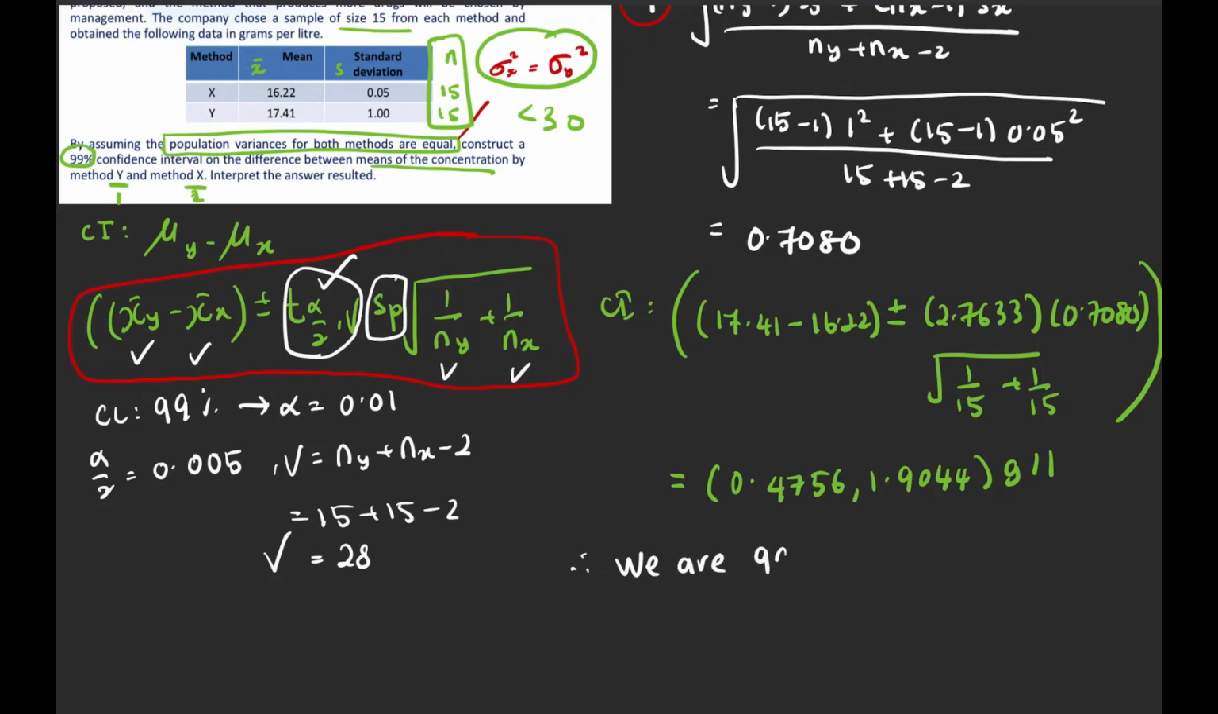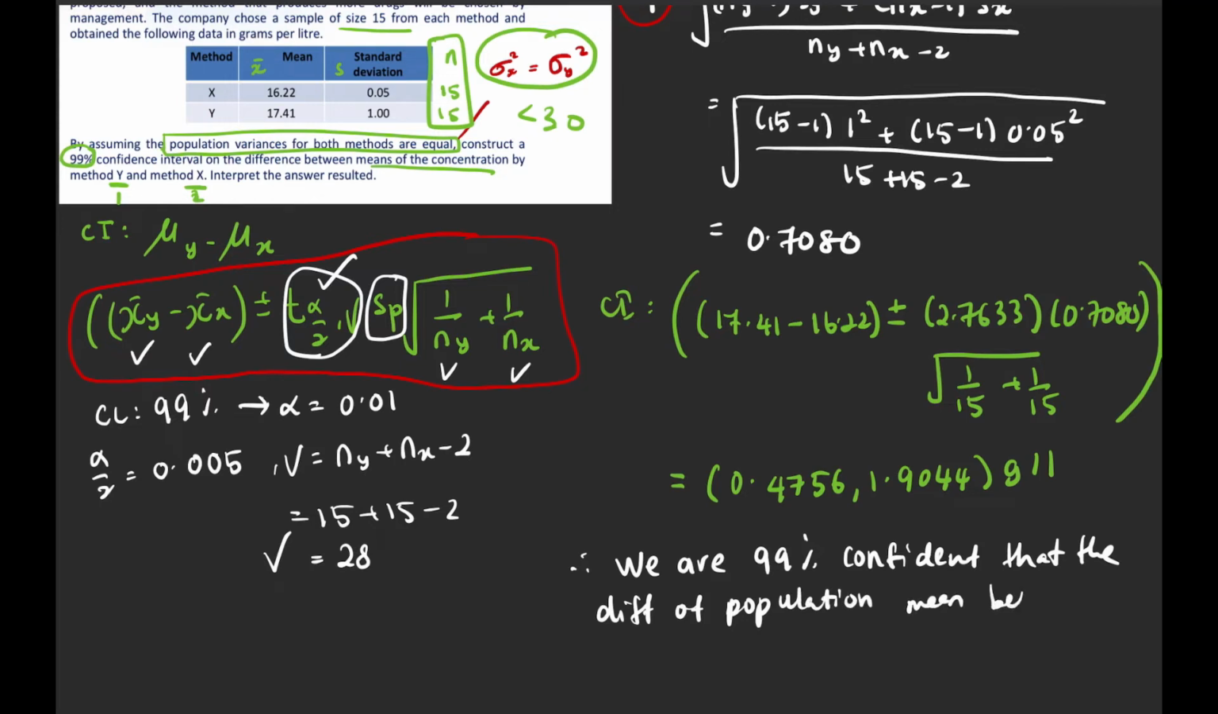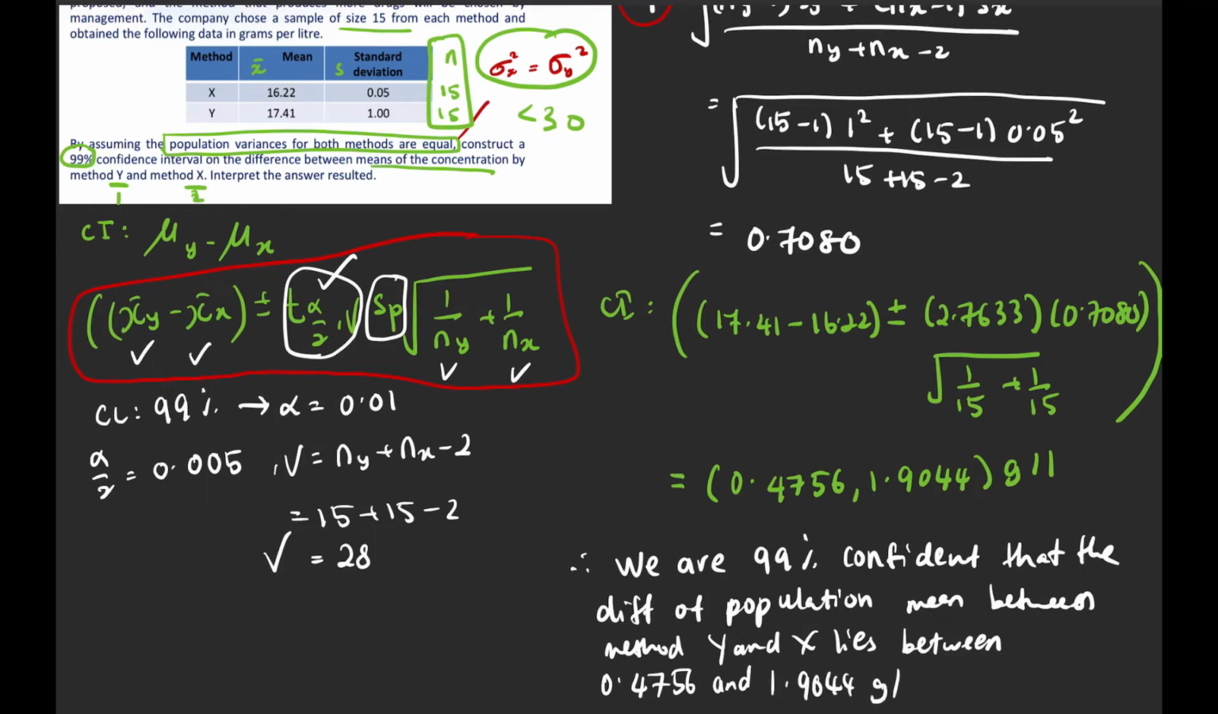We are 99% confident that the difference of population mean between method Y and X lies between 0.4756 and 1.9044 gram per liter.